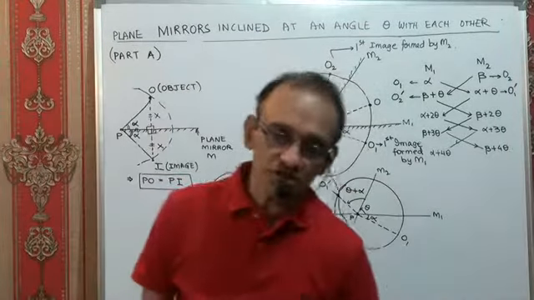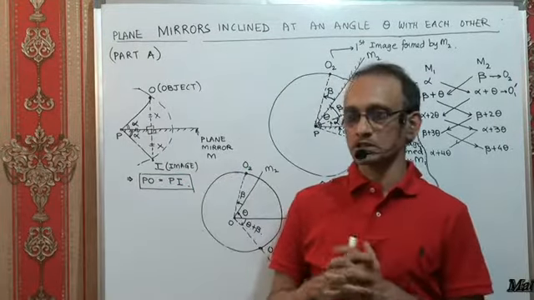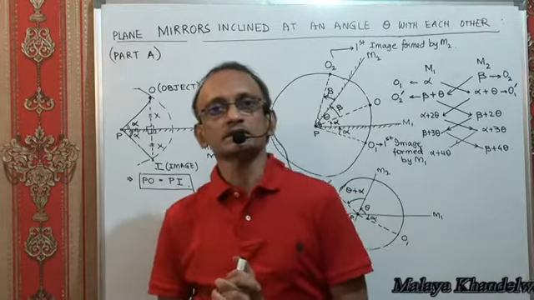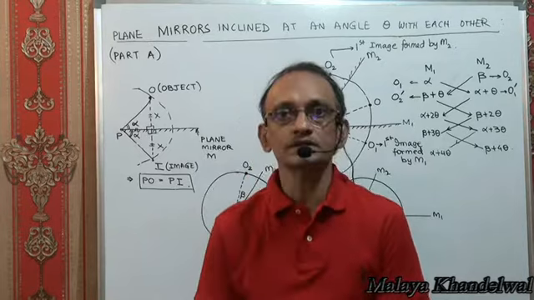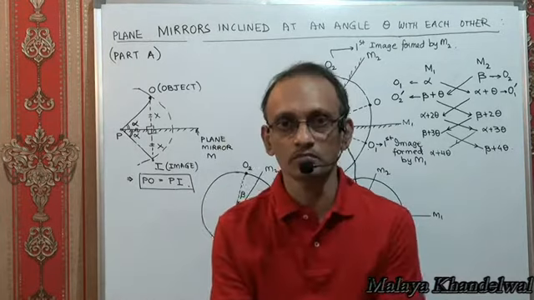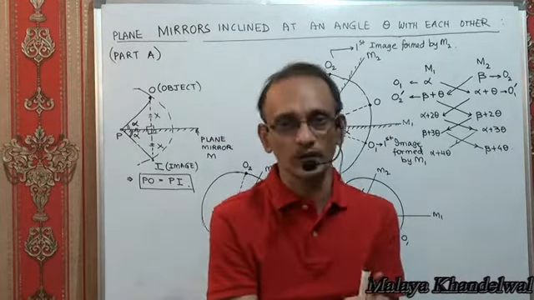What we just concluded was two plane mirrors perpendicular to each other, and we saw that if there was a point object, then there were three images formed. Four images, out of which two were coincident.